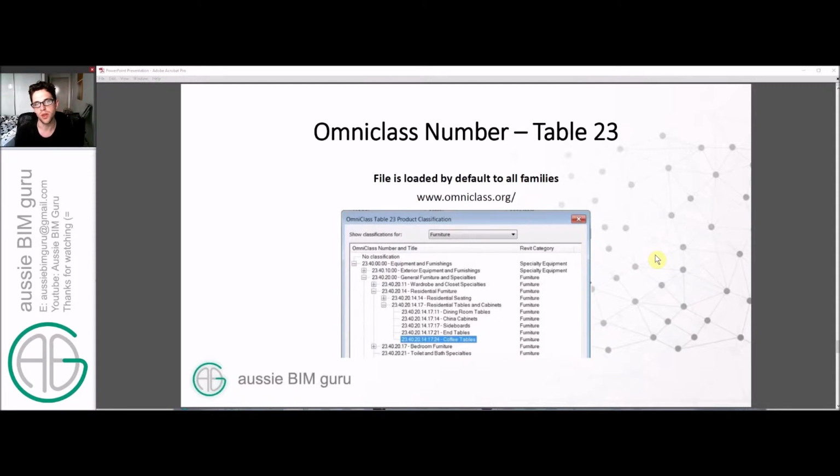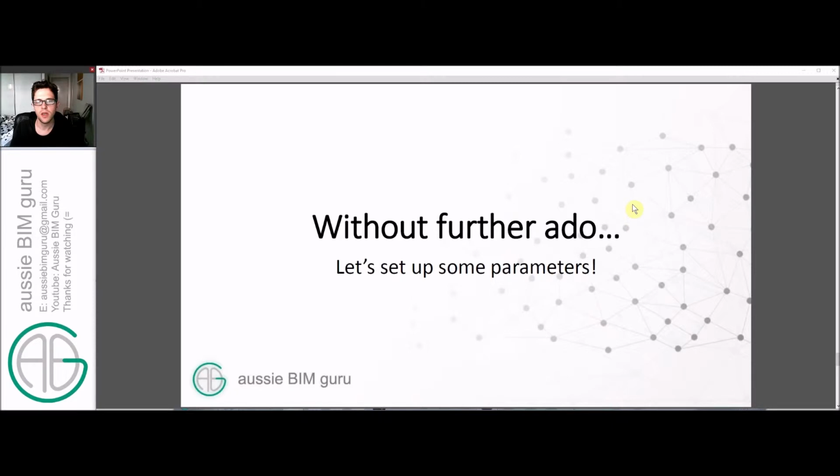So this is table 23, which refers to products. You can read more about it at the OmniClass website, but this comes with Revit. It's in by default, and it's basically another way of classifying elements. And it's more to do with procured elements such as tables, chairs, furniture, electrical equipment, rather than walls and doors and ceilings, for example. So you can see here how I've managed to specify a coffee table by going down through the levels. But anyway, without further ado, let's actually apply some parameters to our family.